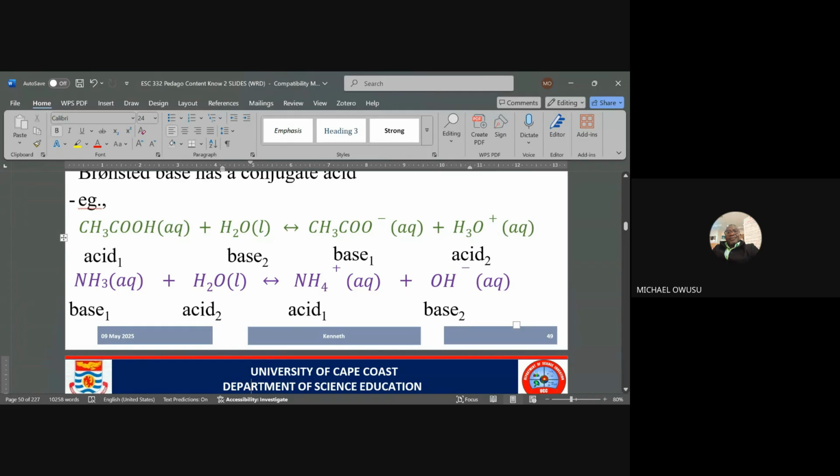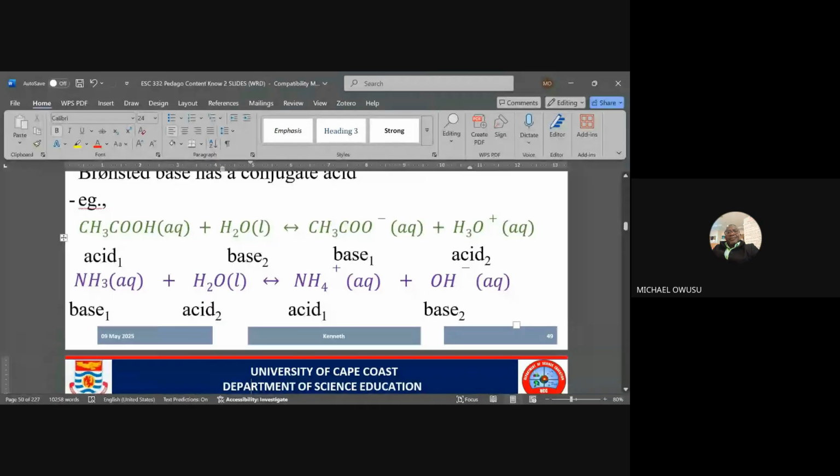So after the reaction, according to Bronsted-Lowry, the acid that is donating the proton, the end result of that acid becomes its conjugate base. And the base that is accepting the proton, the end result of that base becomes its conjugate acid. So that's what we have there.